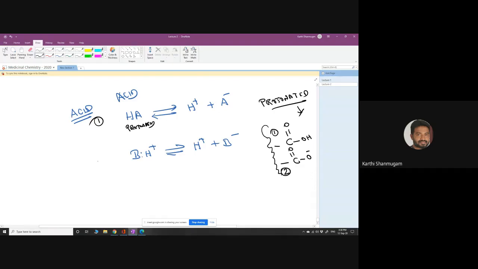What about this in the second equation? In the second one, can we say this is in its protonated form? Am I right or wrong? Can we say this as unprotonated form?